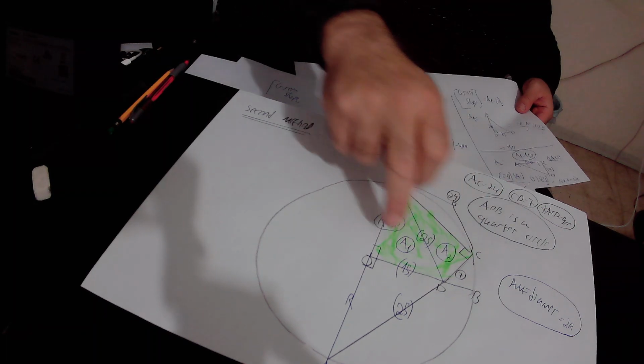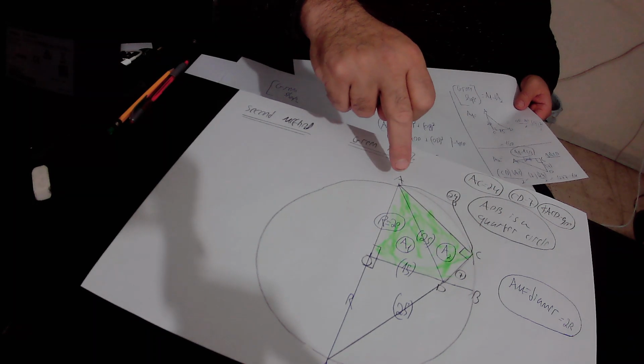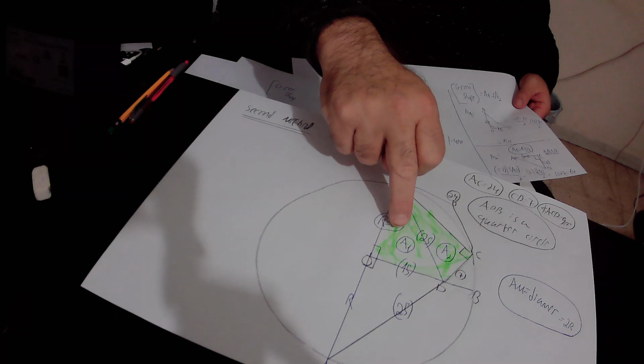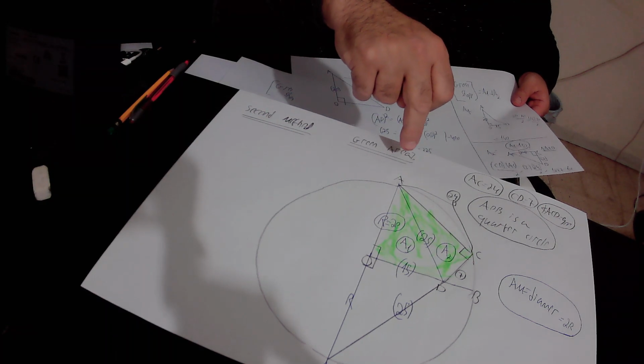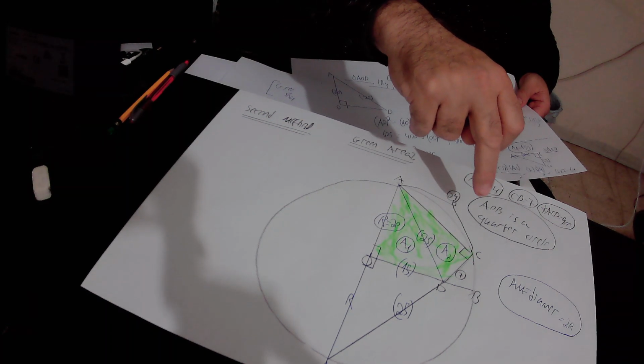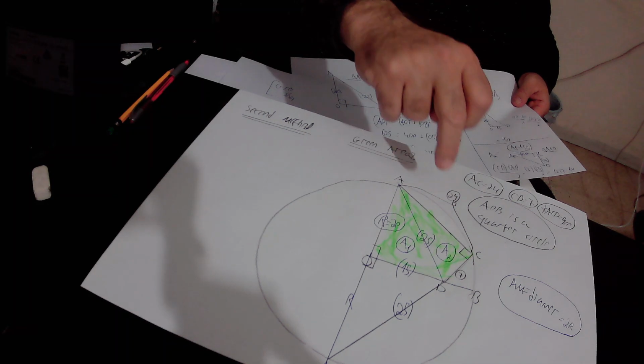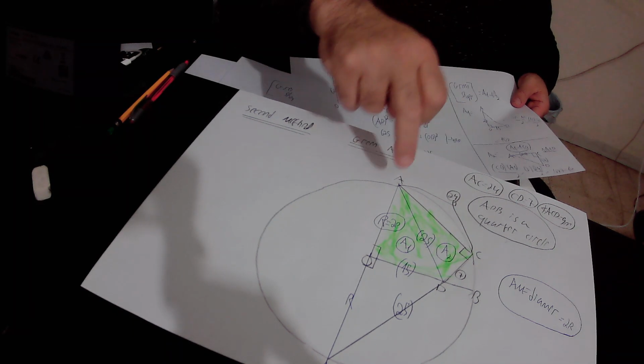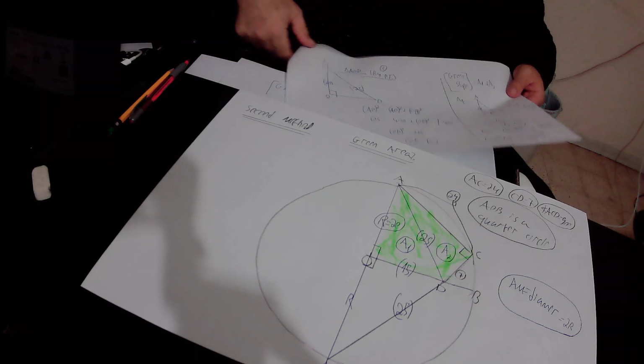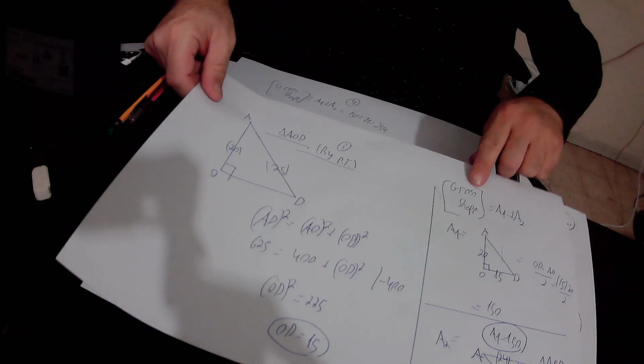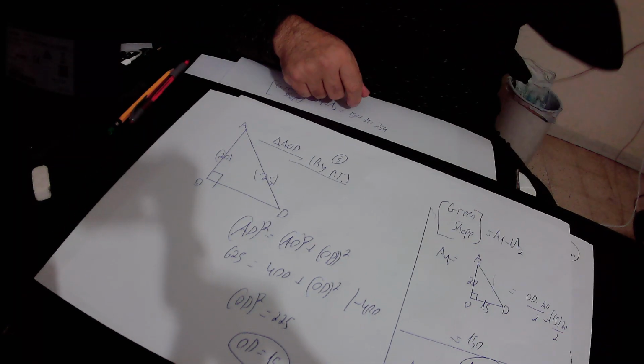And what is the area of the green shape? The area of the green shape equals to the area of the right triangle AOD, that is A1, plus the area of the right triangle ACD, that is A2. So in total, the area of the green shape equals to A1 plus A2.